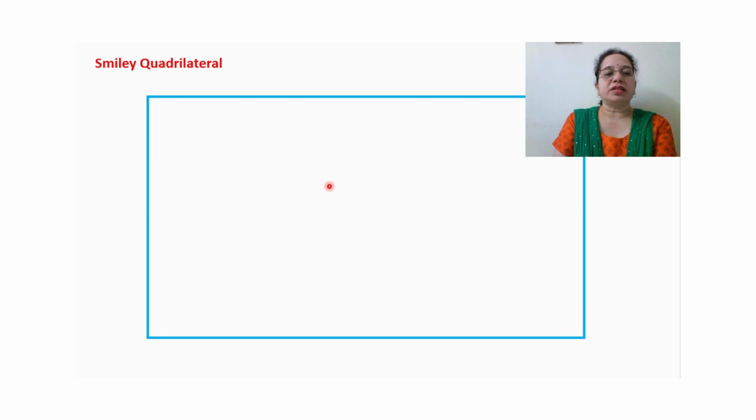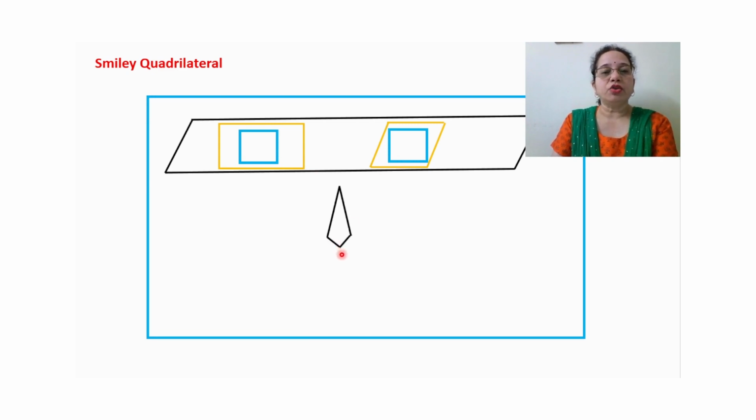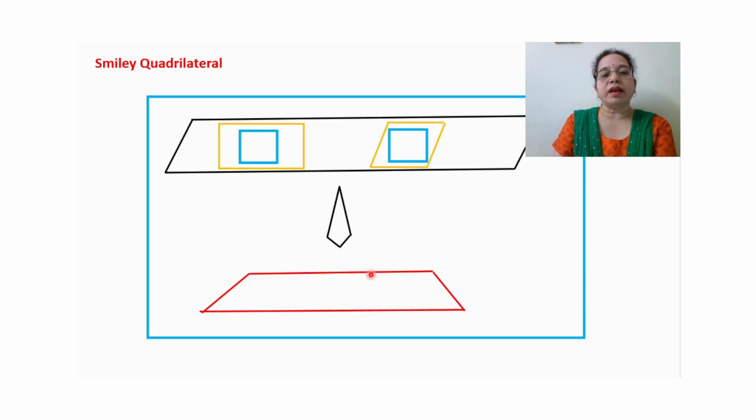Smiley quadrilateral. Just like the smiley angle, I have made a smiley quadrilateral here. This will help you to remember all the properties of a quadrilateral. This blue line is representing a quadrilateral. This is a rhombus, this is a parallelogram. This is a rectangle. Inside the rectangle, a square is there. For another eye, this is a rhombus. Inside the rhombus again a square is there. Now this is a kite. You will study about kite in grade 7 and grade 8. And this is a trapezium.